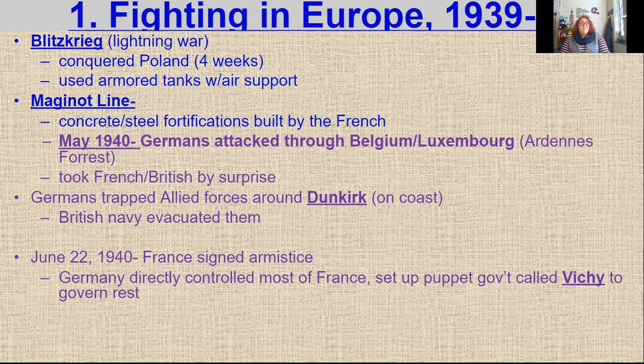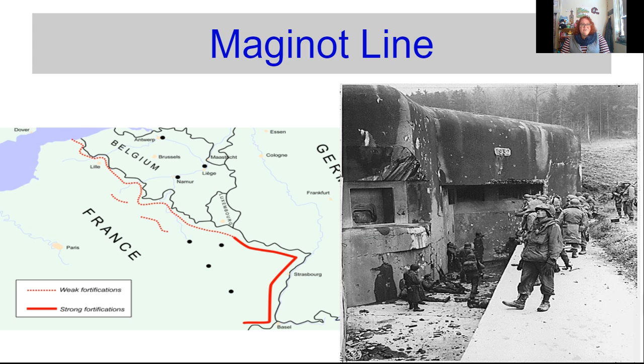You also had the Maginot Line, I can't pronounce it right now, y'all. This line was concrete and steel fortifications that were built by the French. In May 1940, Germans attacked through Belgium and Luxembourg and were able to take the French and British by surprise. Germans would actually trap the Allied forces around Dunkirk, which was on the coast. And luckily, the British Navy was able to come and evacuate them, but it would take 9 days for that evacuation to be complete. On June 22nd, 1940, France signed a ceasefire agreement, an armistice, and Germany directly controlled most of France because of that, and they set up a puppet government called the Vichy to govern the rest.